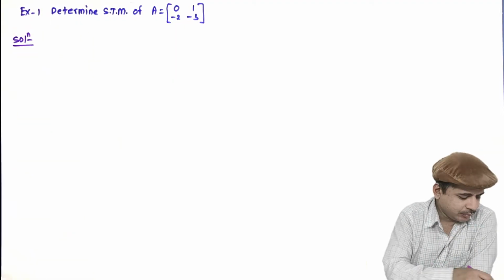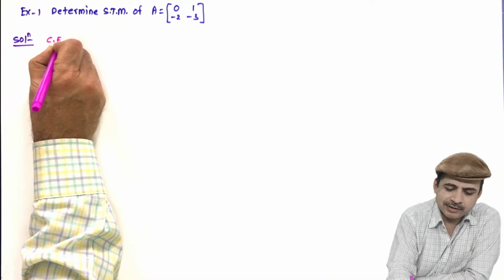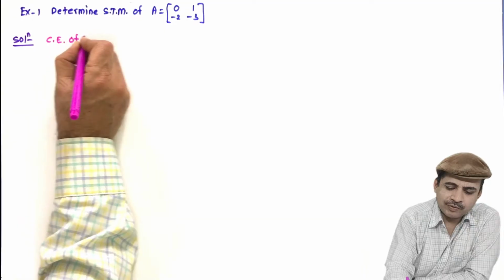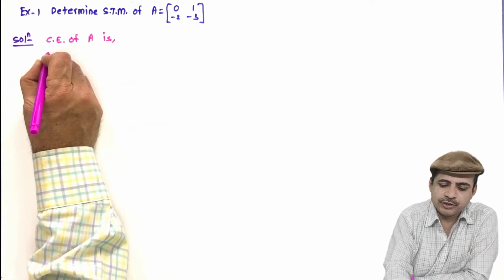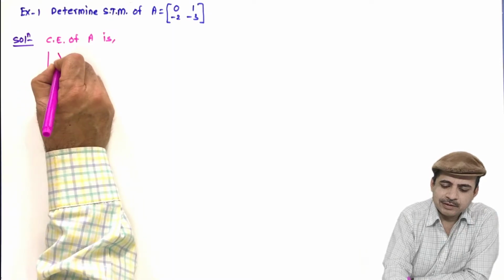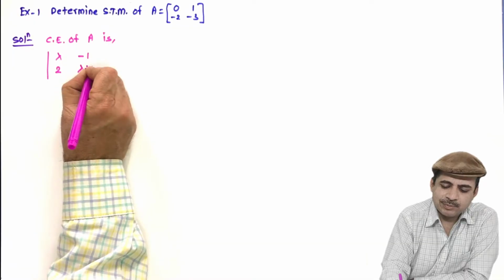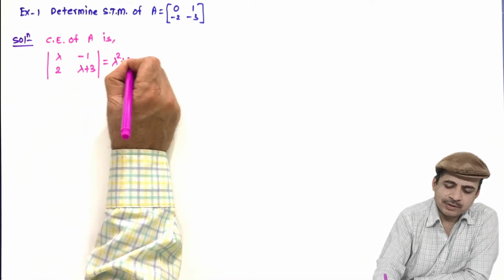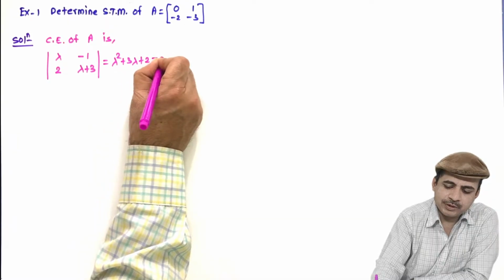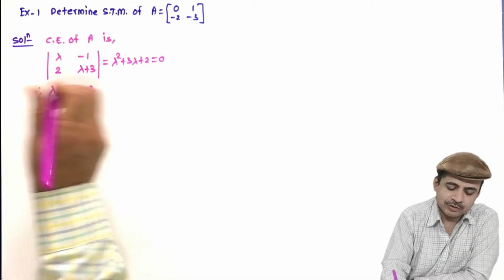Here we have to find out the eigenvalues. So the characteristic equation of A is determinant of lambda I minus A equal to 0. This will be lambda square plus 3 lambda plus 2 equal to 0. So lambda equals minus 1, minus 2.